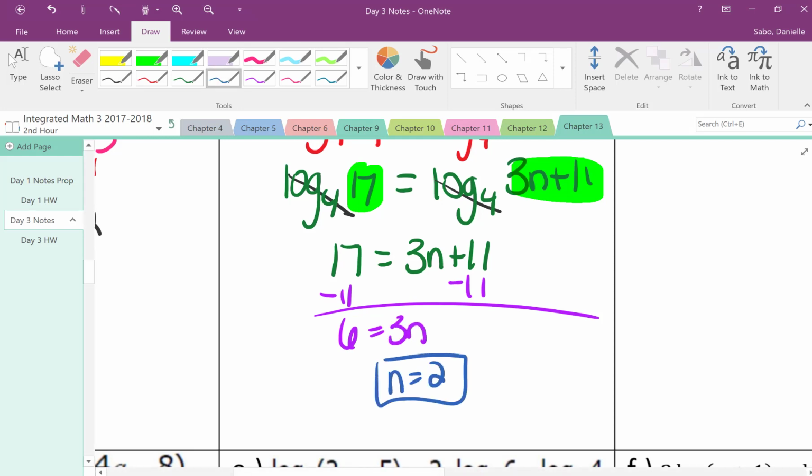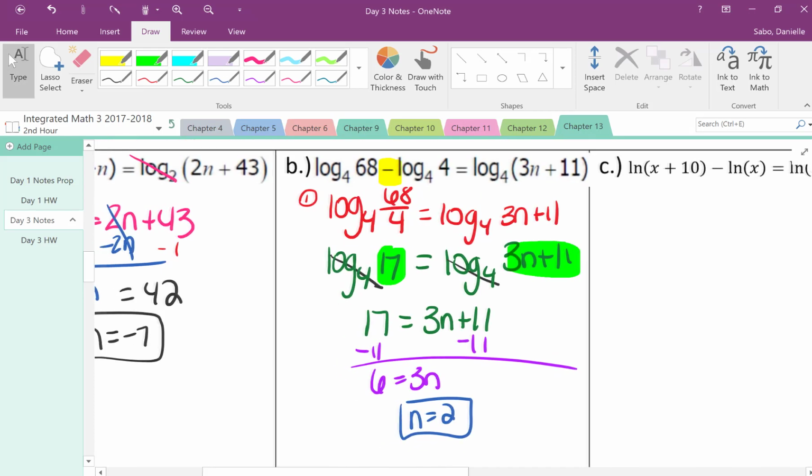Okay, so we just go back and we check. Again, where is the variable? What piece is the variable in right now? We have bases, we have arguments, we have exponents. What's going on? Where's the variable? The argument, there it is. So I can't have negatives. So when I plug in 2, am I going to get a negative number? No, so we're good to go. Okay, so you always have to check that. We can't have negatives in the argument.